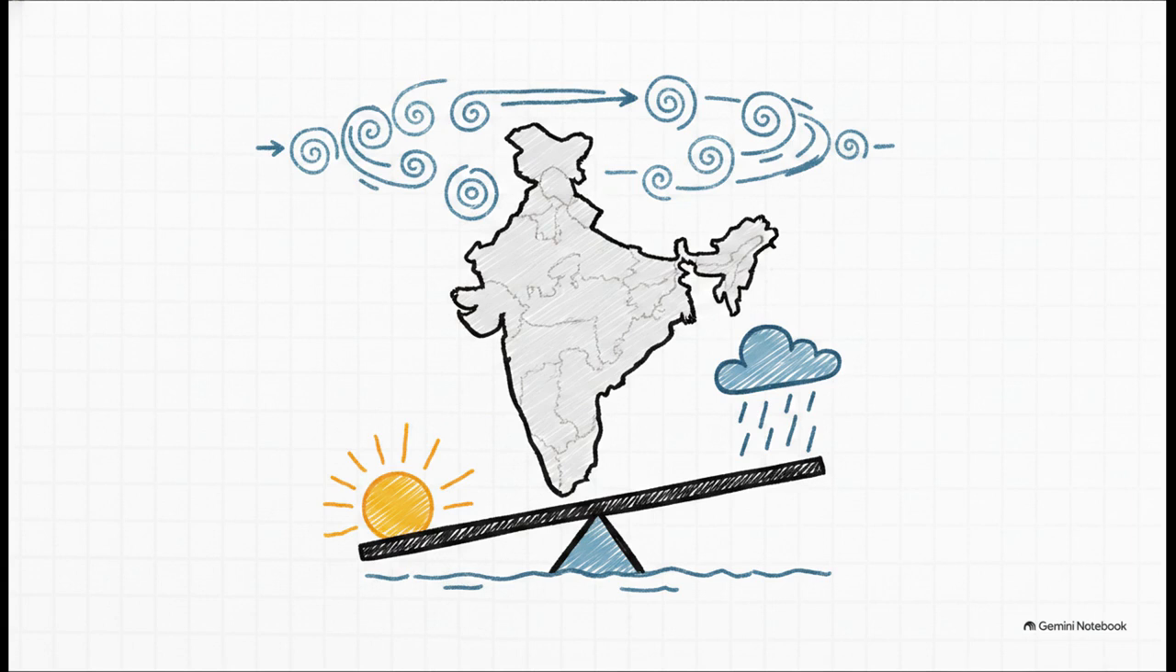Then there's the Indian Ocean Dipole, the IOD. This is basically a temperature difference between the eastern and western sides of the Indian Ocean. A positive IOD generally means more rain for India, while a negative one can suppress it. Ultimately, the monsoon success is just this delicate, high-stakes interplay of all these overlapping global forces.